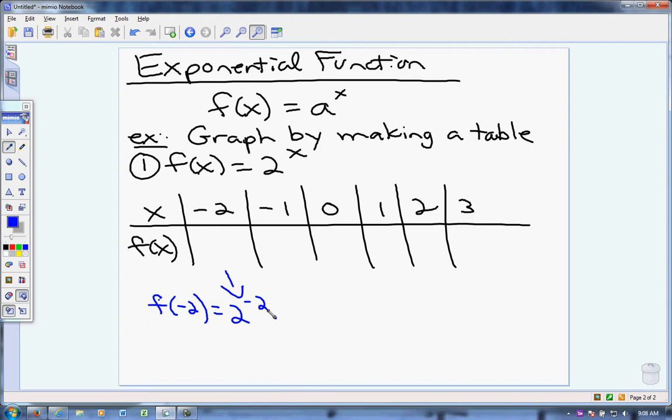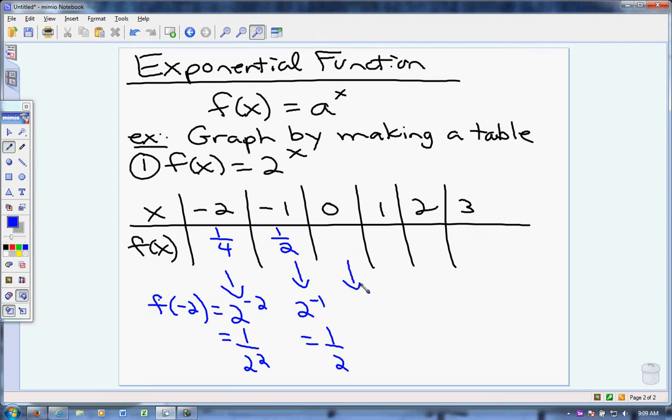All right, and it's important to remember that a negative power goes in the denominator. So this is 1 over 2 squared. So that's 1/4. Our first function value is 1/4. The next one would be 2 to the negative 1, which is going to be 1 over 2 to the first. The next function value will be 1/2.